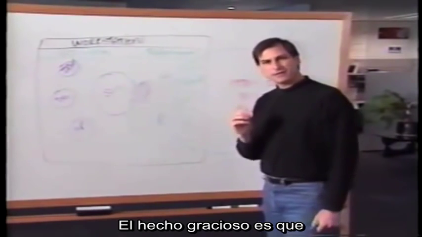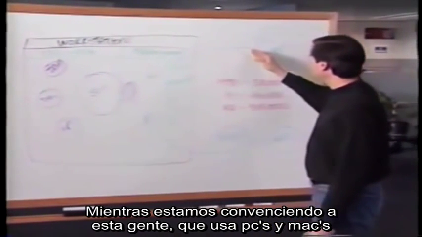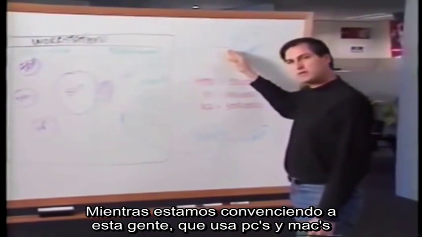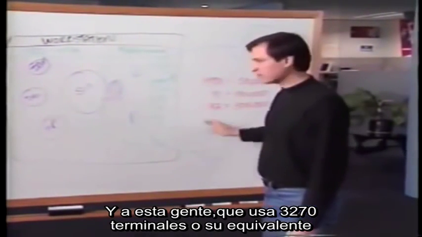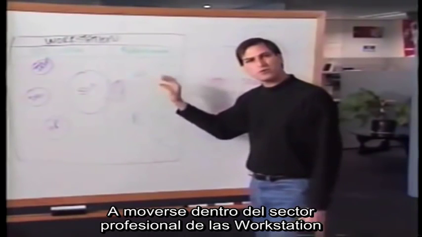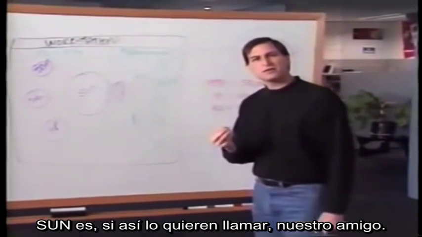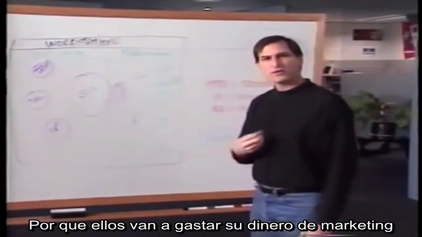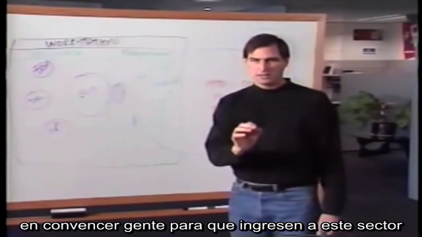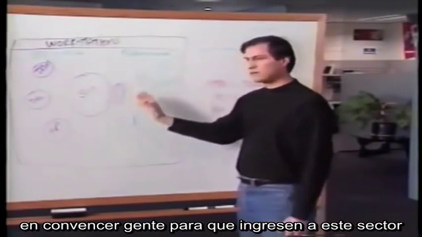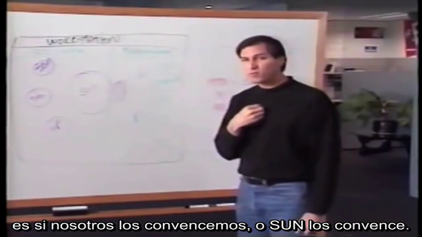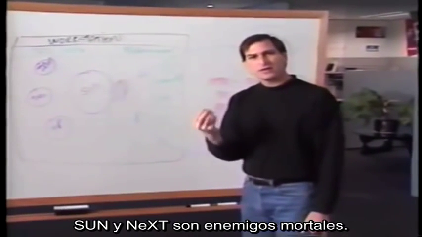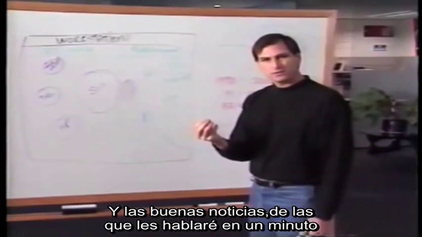The funny thing is, while we're convincing these people using PCs and Macs and these people using 3270 terminals or equivalents to move in to the professional workstation segment, Sun is, if you will, our friend, because they're going to spend their marketing money to convince people to move into this segment. But the minute they've made their choice to move into the segment, whether we've convinced them or Sun has convinced them, Sun and NeXT are mortal enemies.